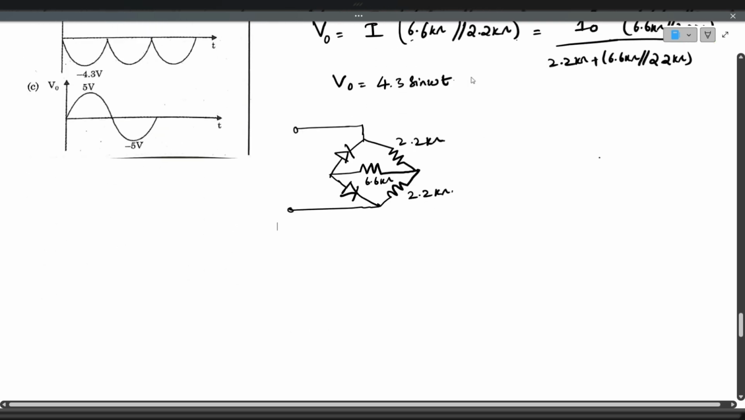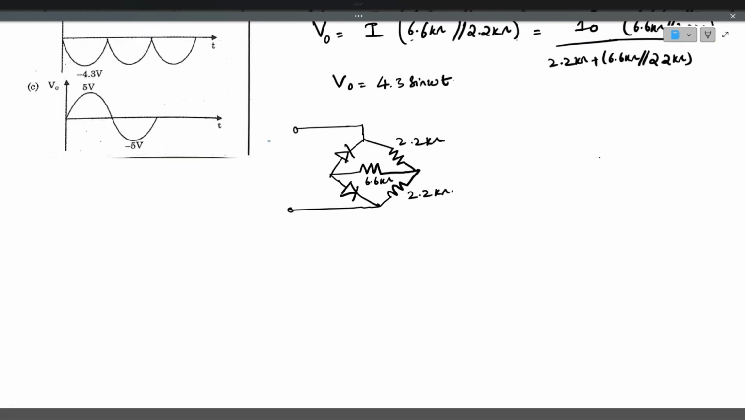So now during the negative half cycle, if you observe carefully, this is negative half cycle. So what happens? The current flows like this, 2.2 kilo ohms, 6.6 kilo ohms, and through the diode D1 in this direction the current flows. Some portion of the current enters into this 2.2 kilo ohms branch also.